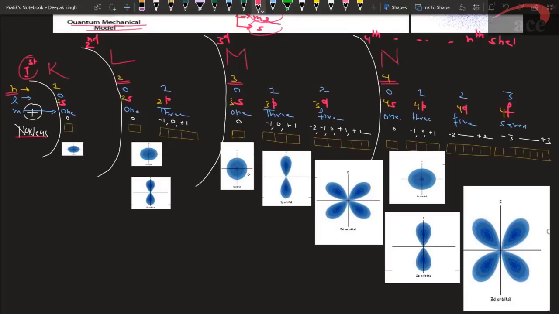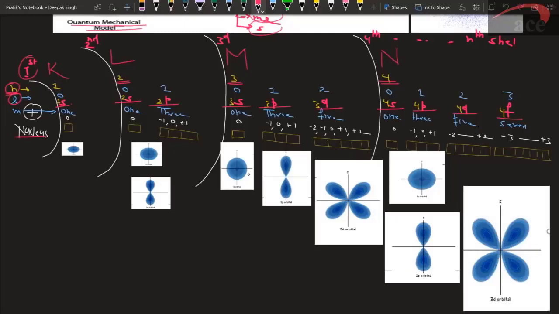Now, n, the principal quantum number, describes only the shells. The second quantum number l describes what? Subshell. So the K shell consists of the subshell 1s. The L shell consists of 2 subshells, 2s and 2p. The M shell consists of 3s, 3p and 3d, and the N shell consists of 4 subshells, that is 4s, 4p, 4d and 4f. So can I say every shell has an equal number of subshells?